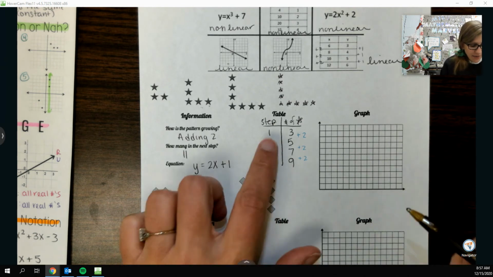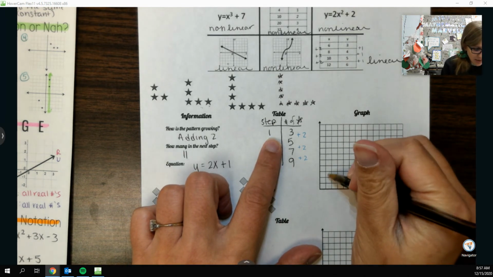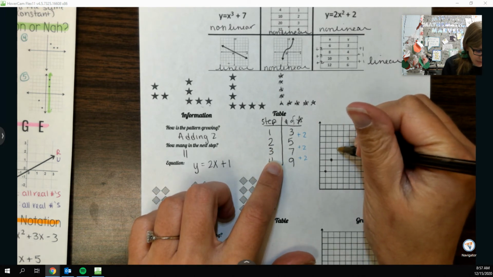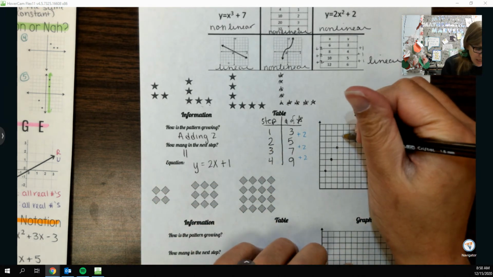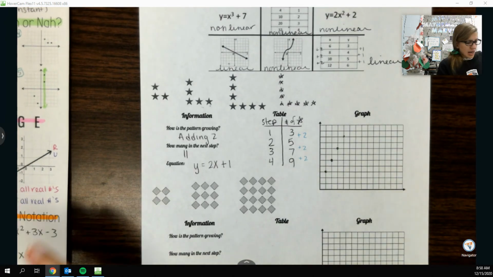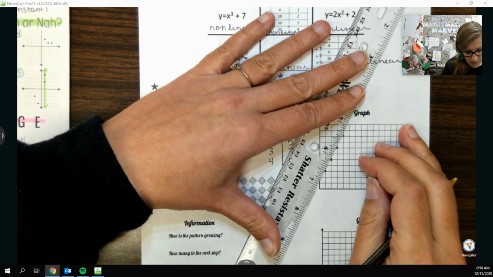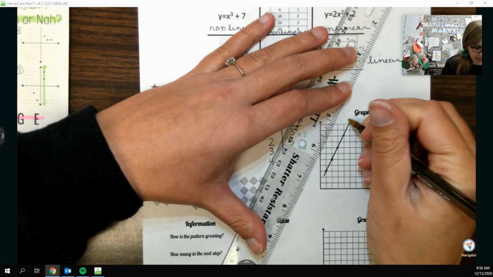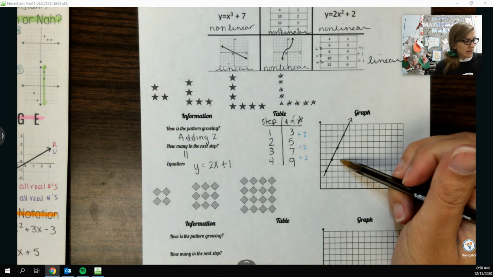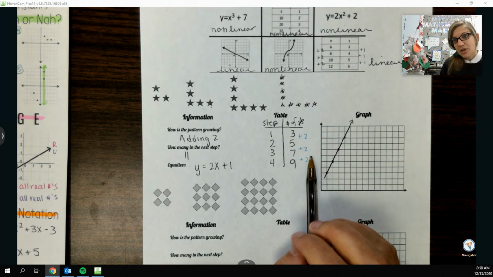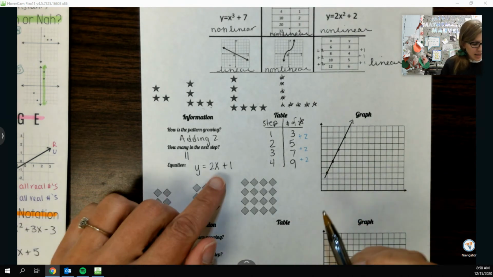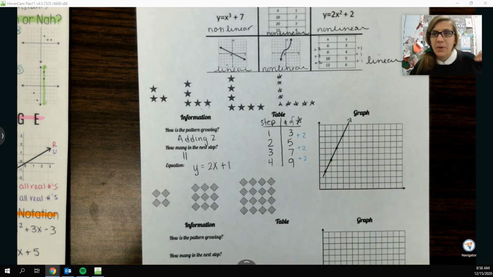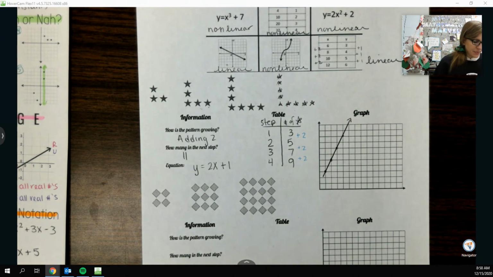And so when I go to graph this as well, I can just plot my points. So (1, 3), (2, 5), (3, 7). And you can also see that this is making a nice straight line. So all these different ways I can tell, again, that it's linear because it makes a nice straight line graph. The table is increasing by a constant amount. And in my equation, x does not have an exponent and it's not in the denominator.